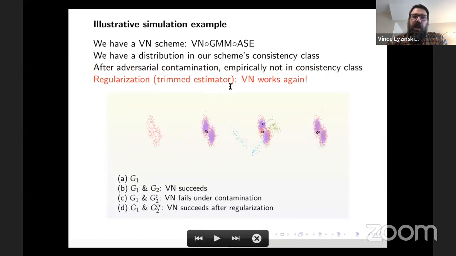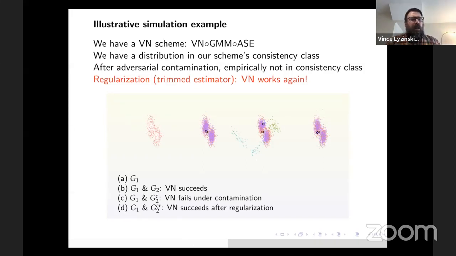But the regularization, after we use the trimmed estimator, the information retrieval works again. And so the story that we're going to try to weave here is that we have the networks, and in a clean setting, it's easy to find algorithms that work. When you have contamination, things start falling apart, but we can use this idea of regularization to pull us back into the realm where things work.